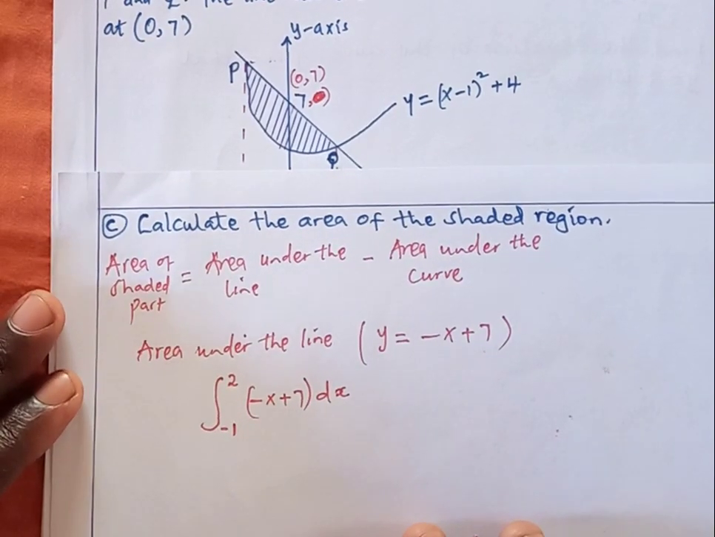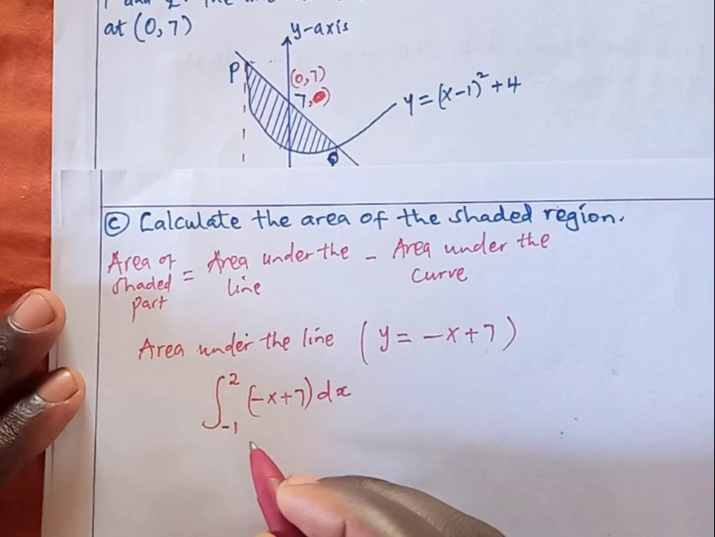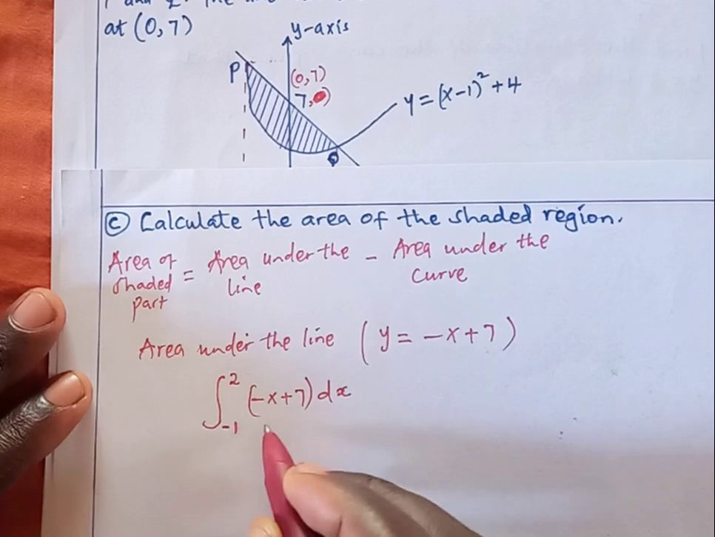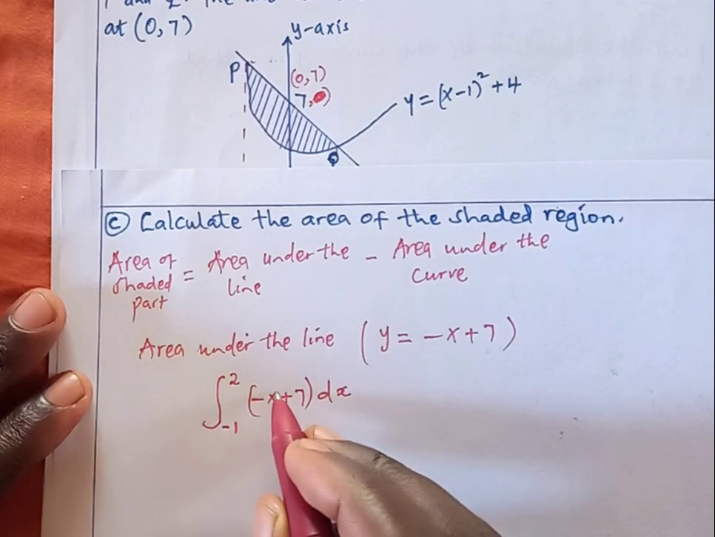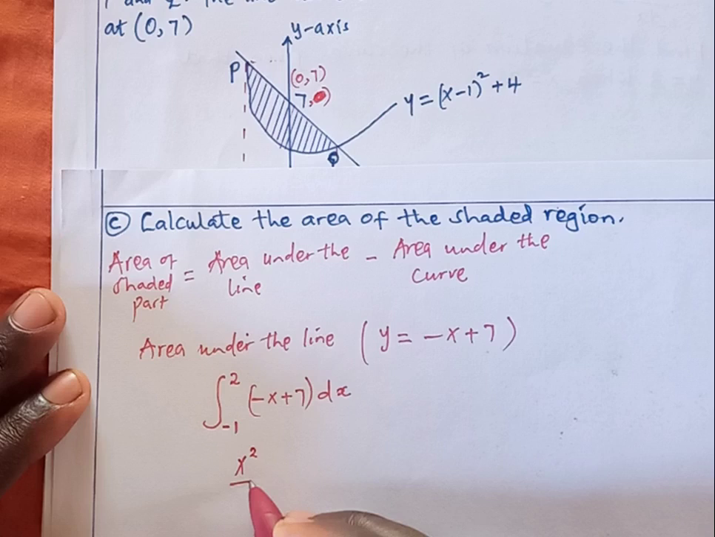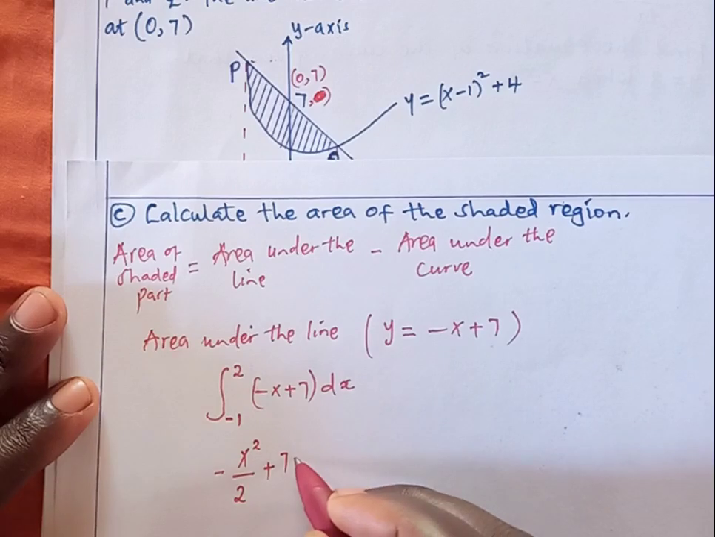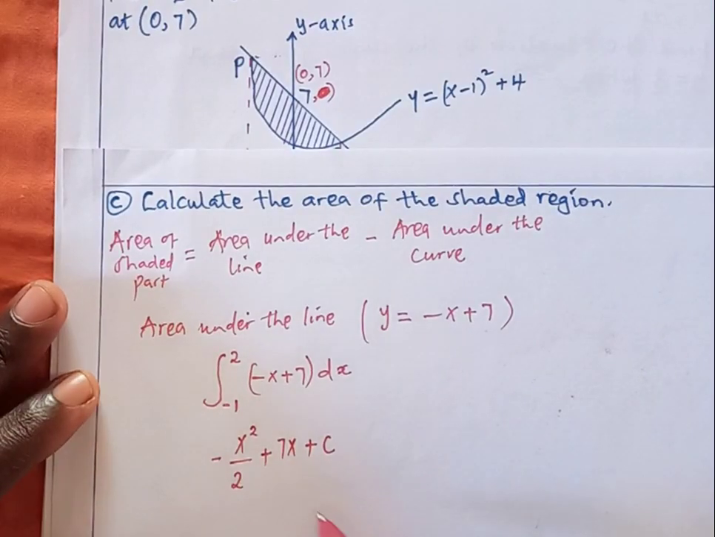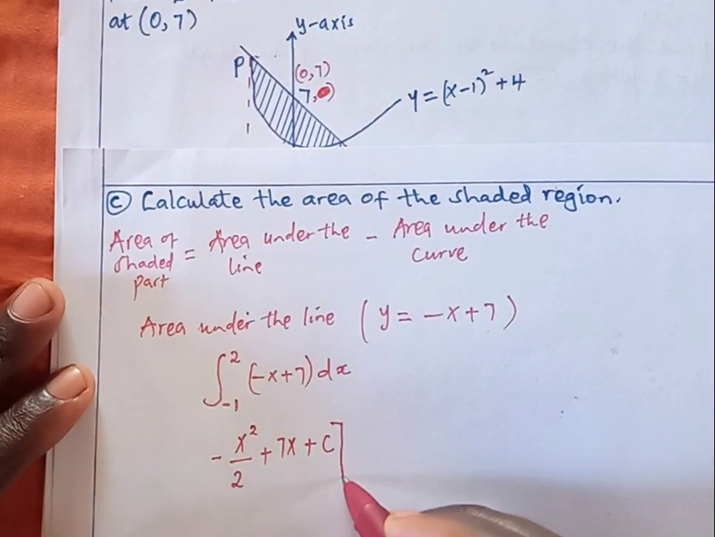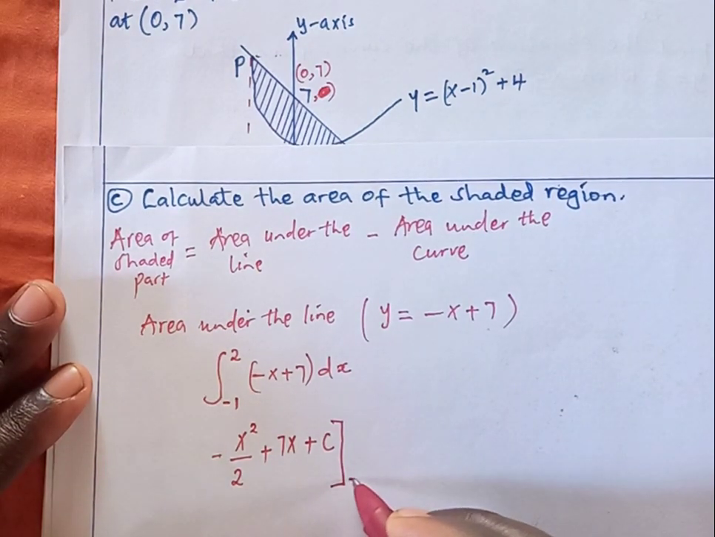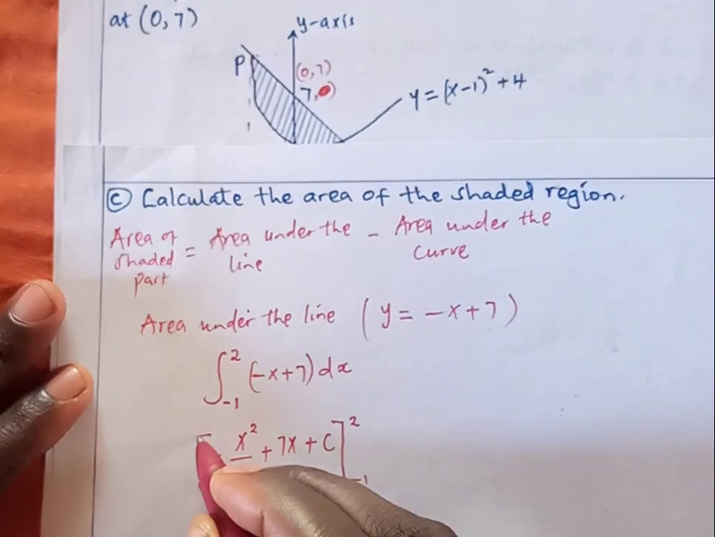Now, integration, in this case, we are going to increase the power. That is what we do when we integrate. This is x, now it is x raised to power 2, divided by 2. We have a negative here, plus 7x plus c. There is no need of writing this c because all the c's are going to cancel out. So we have from -1 to +2.